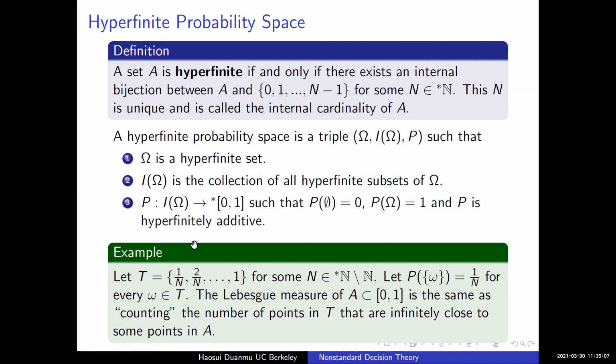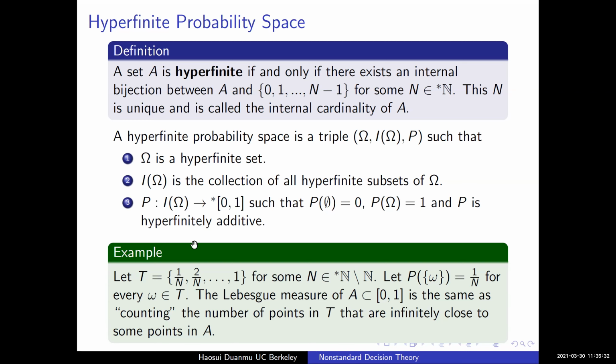So suppose n is some infinite natural number, and I let T be the set 1 over n, 2 over n, up to 1. So T is a hyperfinite set with cardinality n. And for every element omega in T, I let p(omega) equal 1 over n. Such a T is called a uniform hyperfinite probability space.